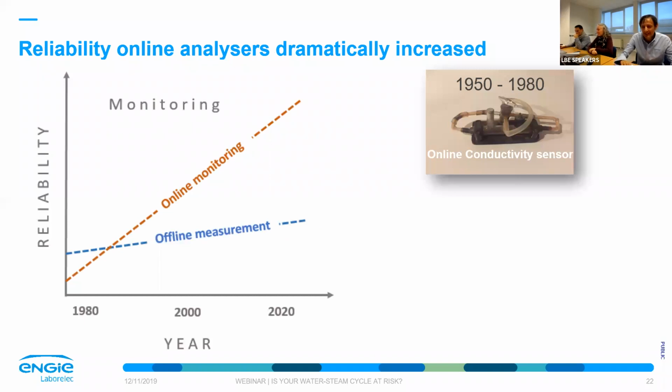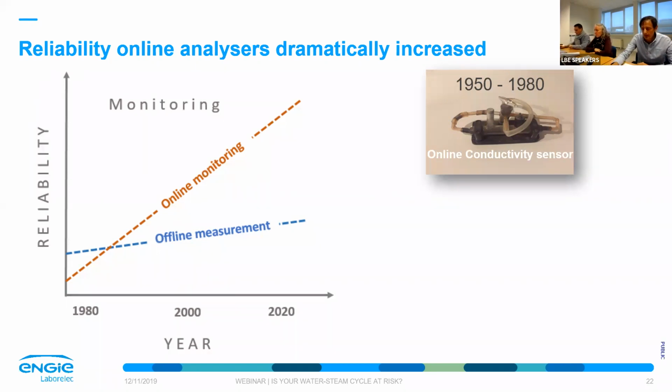So the reliability of those analyzers has dramatically increased, in fact. Among power plant chemists, and not seldom of my age, unfortunately, with my experience, there is some doubt about the reliability of online instruments. The sensor that you see on the slide is a conductivity flow-through sensor I worked with in the beginning of my career. So you can see that there has been some evolution in the past decades. The graph that you see is not more than the relation between time and reliability of monitoring instruments.